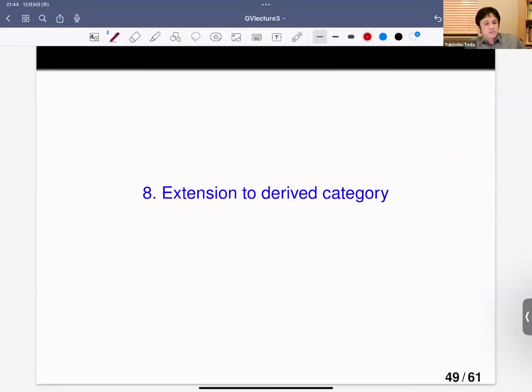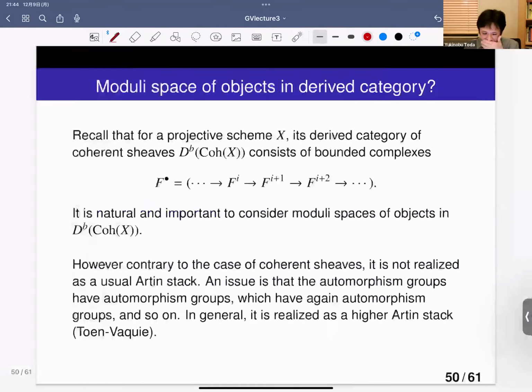So now, finally, today I will also give some comments about the moduli space of objects in the derived category. So this is also important in considering Donaldson-Thomas theory and its wall crossing. And this gives some formula which expresses DT or PT invariants in terms of genus 0 Gopakumar-Vafa invariants. So far I have considered moduli spaces of coherent sheaves. But instead, let's consider moduli spaces of objects in the derived category.